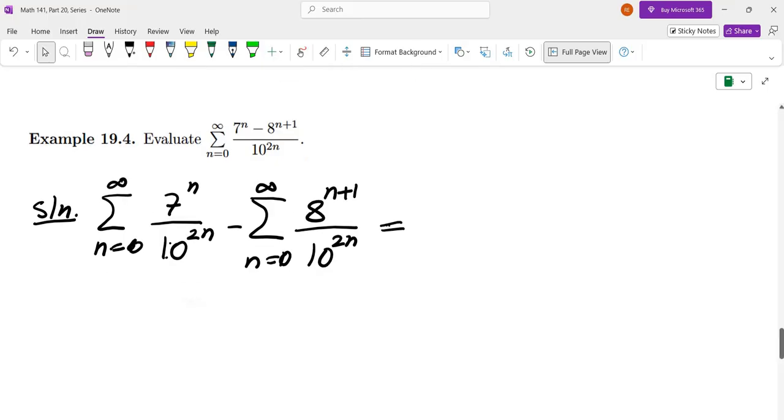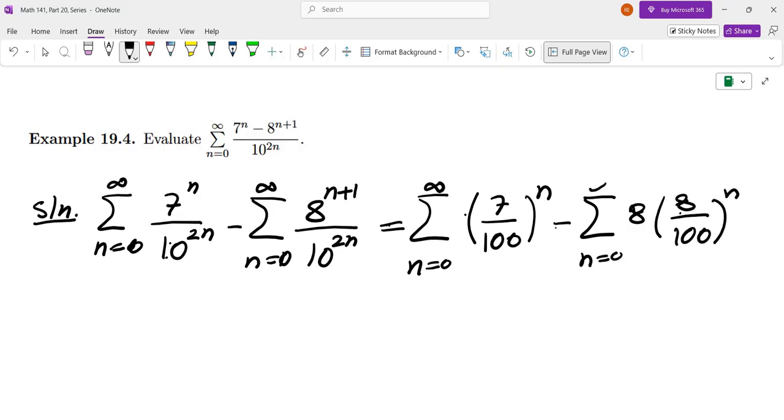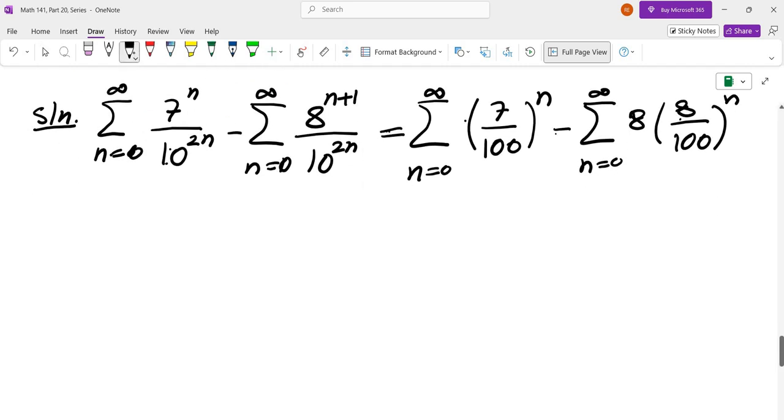Well, what's the first one? The first one is 7 over 100, to the power of n. So that tells us that each time the terms are multiplied by 7 over 100. What about the next one? The next one is, if we factor out one of the 8s, 8 times 8 over 100 to the power of n. So that is also a geometric sum. If the common ratios are between -1 and 1, we have the formula. If the common ratio is beyond that range, then they do not converge.